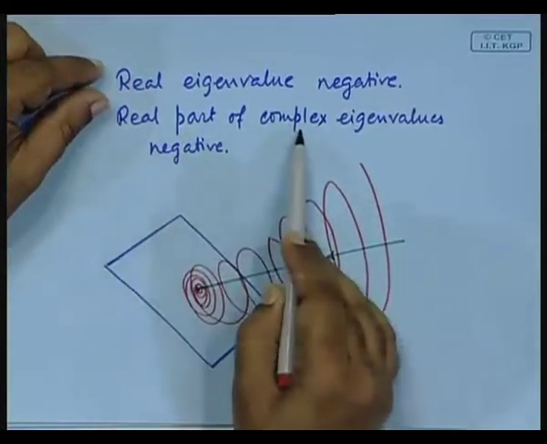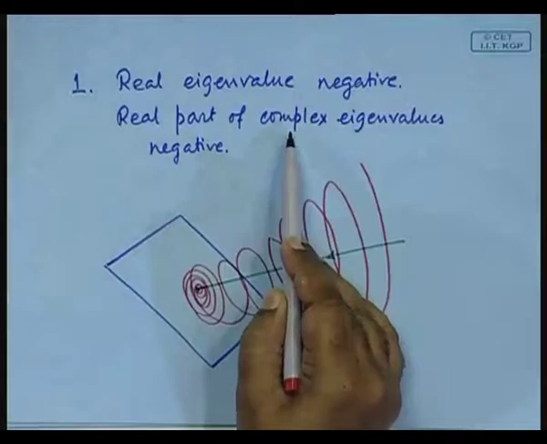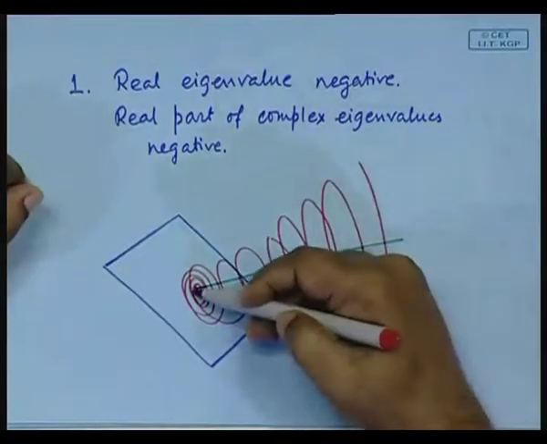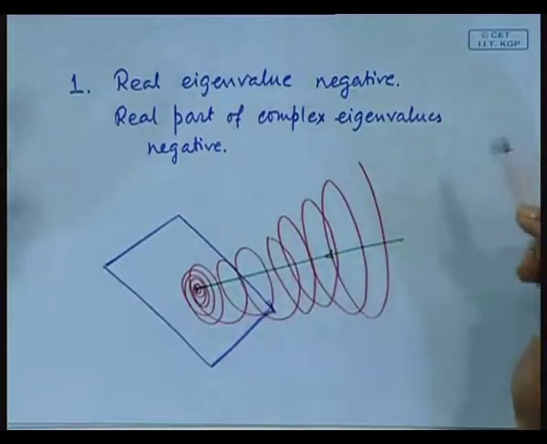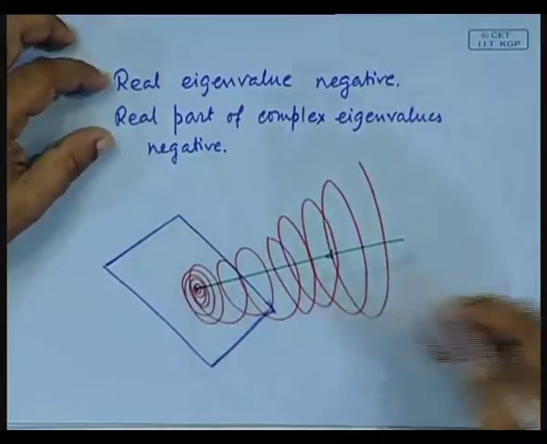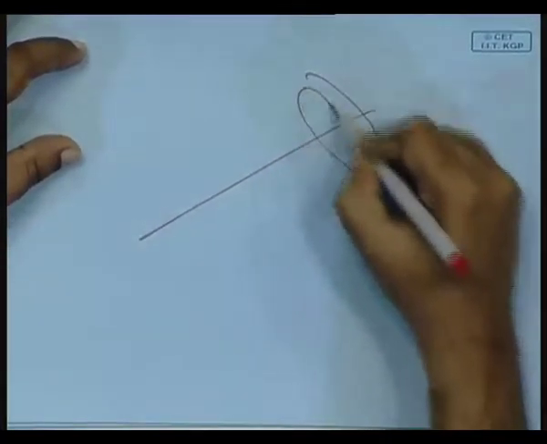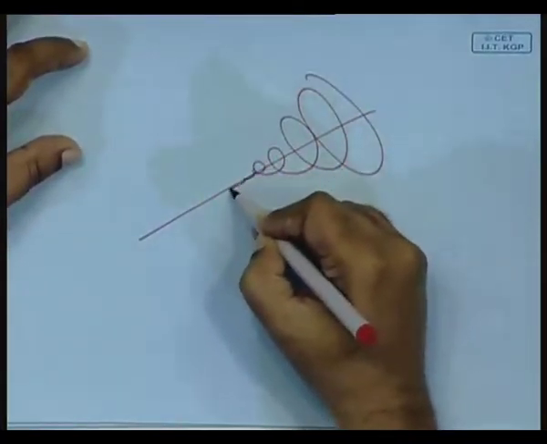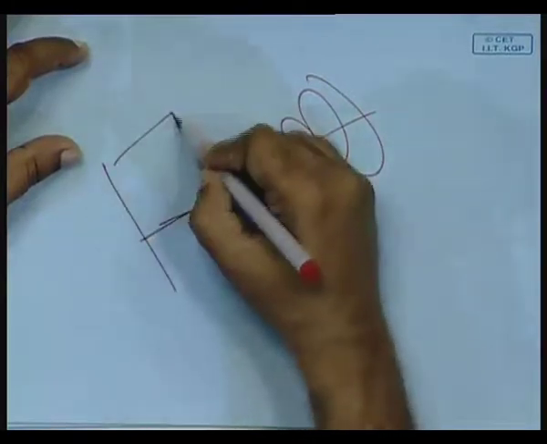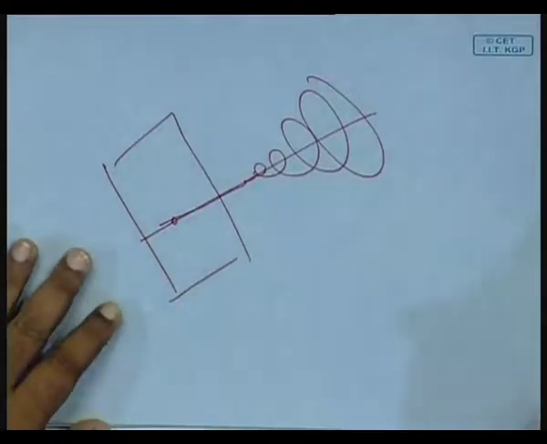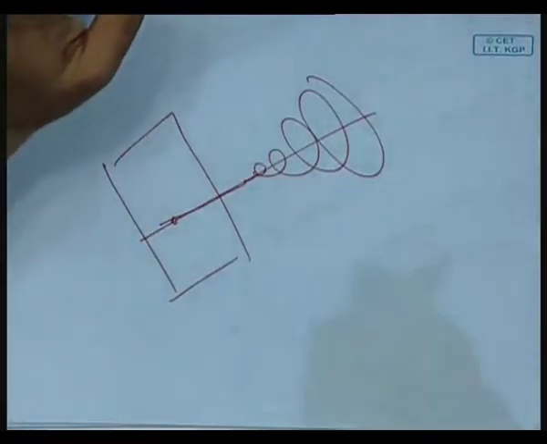If this real part is larger, that means larger negative, then what will happen? Yes, it will first converge onto this line and then it will go on. So, whether this picture will be true or this picture will be true, it will be dictated by the magnitude of the real parts of the eigenvalues.